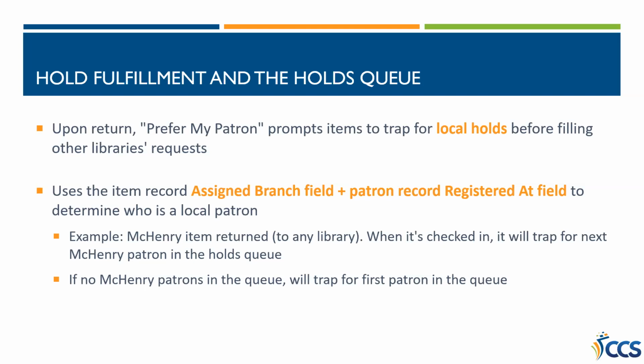So for my Circ people in the audience, this is a really important reason why we use a different registered at branch for those non-CCS reciprocal borrowers. So like Chicago patrons, Waukegan patrons, by setting their registered at branch to CCSB instead of your own library, this just makes sure that they aren't counted as local patrons during this fulfillment process.